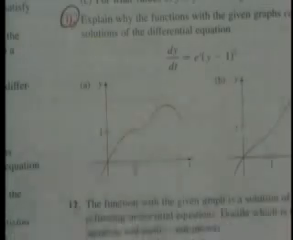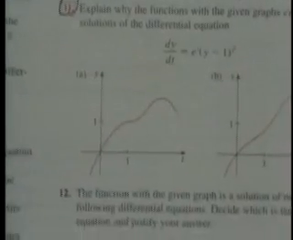Let me go in a little bit further. So for the left one, because there's this region here where the slope is negative, we know that one can't be possibly the one.